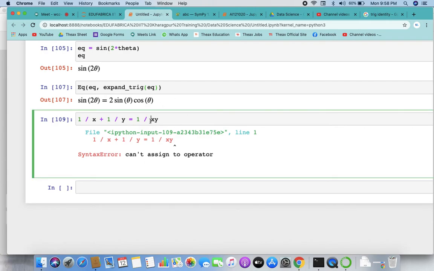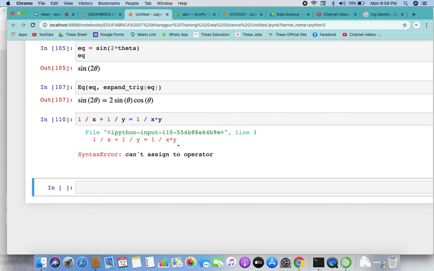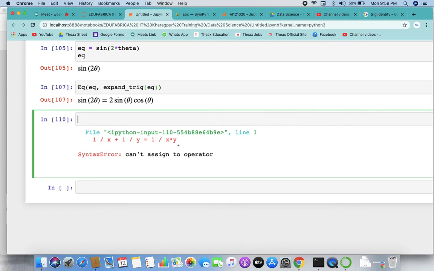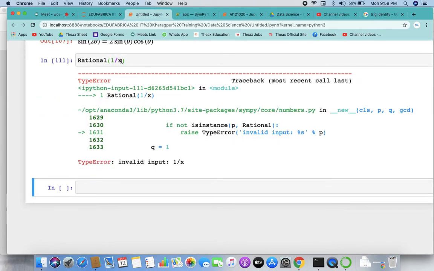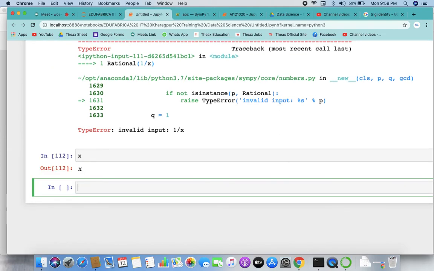Okay. See, here you are using 1, 2, 3, 4, 5 operators. If two operators cannot be done, how can you use 5 operators? And you haven't made any multiplication sign. Yes, sir. Okay, so what should be done? There should be something called rational. Rational of 1 by x. What is it now? x has got x. Is x having any value? No. Invalid input.